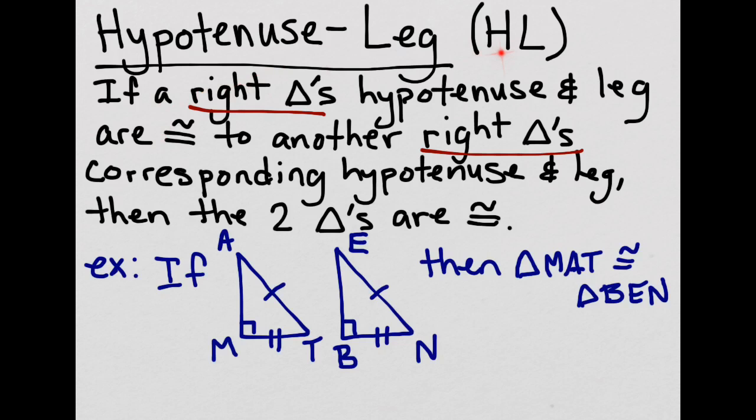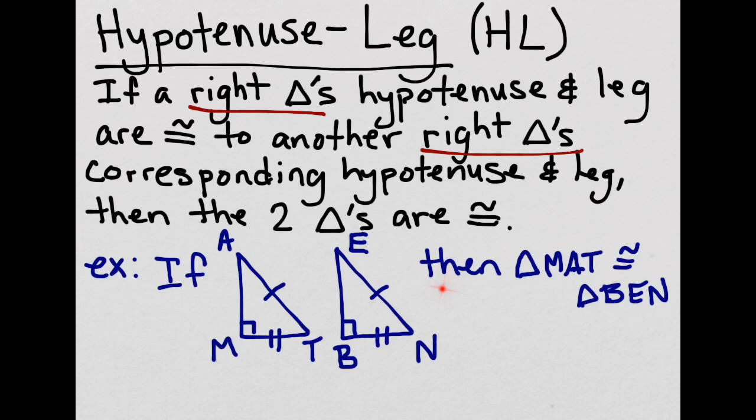The hypotenuse leg theorem says if a right triangle's hypotenuse and leg are congruent to another right triangle's corresponding hypotenuse and leg, then the two triangles are congruent. You want to remember that the hypotenuse on a triangle is always the longest side, or the side that is across from the right angle. So if we look at triangles MAT and BEN, side AT is the hypotenuse for MAT, and side EN is the hypotenuse for BEN, because those sides are across from the right angles. They are the longest sides in the triangles.